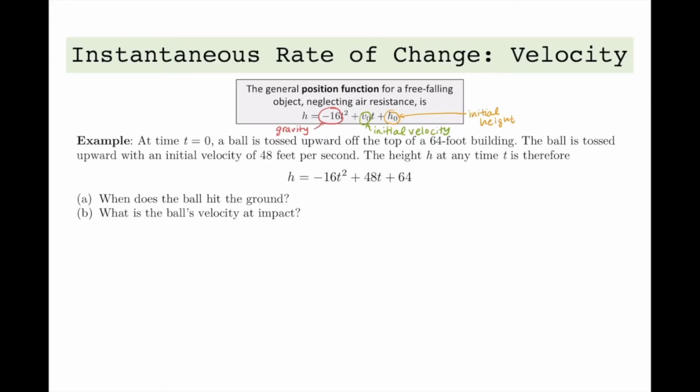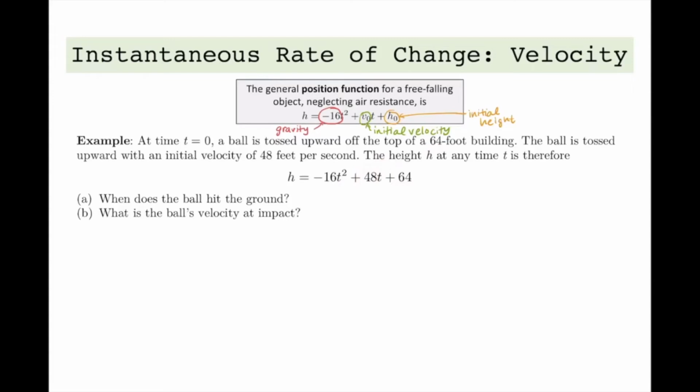So in this example, at time t equals 0, the beginning, a ball is tossed upward off the top of a 64-foot building. The ball is tossed upward with an initial velocity of 48 feet per second. So that means the height function at any time t is given by h equals negative 16t squared, plus our initial velocity of positive 48 because the ball is tossed upward, 48t, and then the 64 is the initial height because that's the height of the building, so we have plus 64.